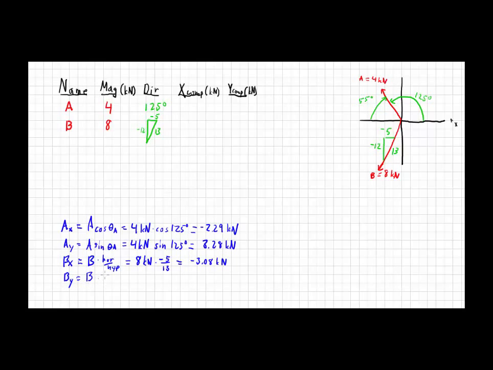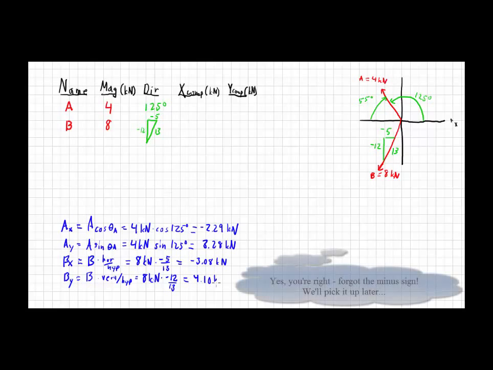And By is B times the vertical over the hypotenuse, which is 8 kilonewtons times -12 over 13, giving -4.10 kilonewtons. Okay, now that we've got the components, just enter them in.